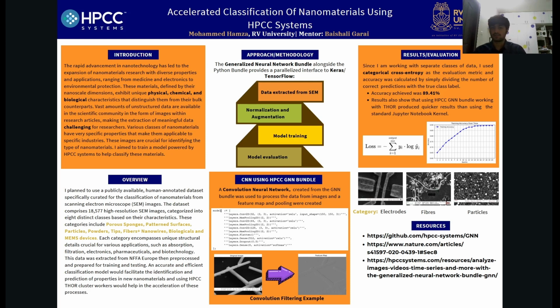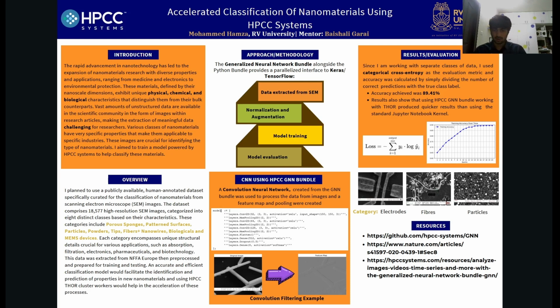Moving on to approach and methodology. The general approach I followed revolved around using the GNN bundle alongside the Python bundle, which provides a parallelized interface to the Keras TensorFlow API. As mentioned before, data was extracted from SEM images. Then we move on to data pre-processing, and some of the pre-processing steps included normalization and augmentation. Normalization of pixels, and augmentation was used to increase the variation of data by flipping, changing its orientation, etc., so that the model generalizes better on a wider range of data.